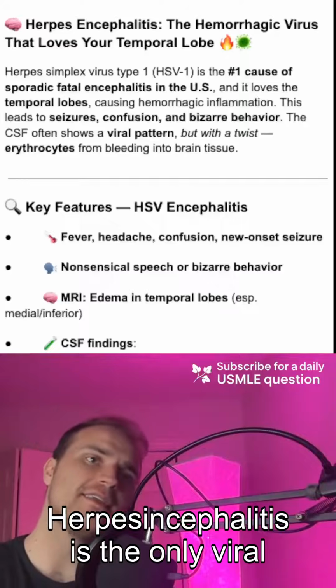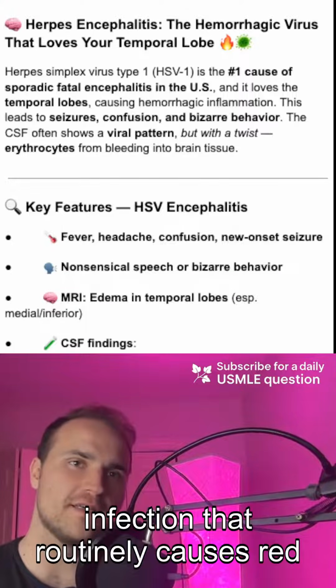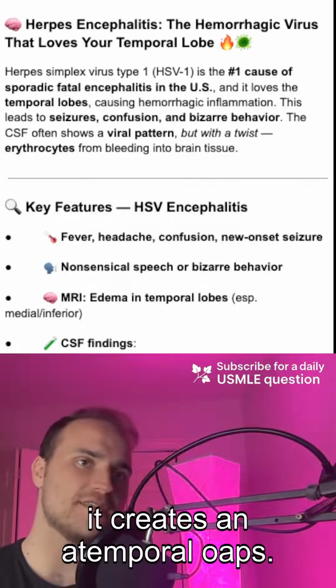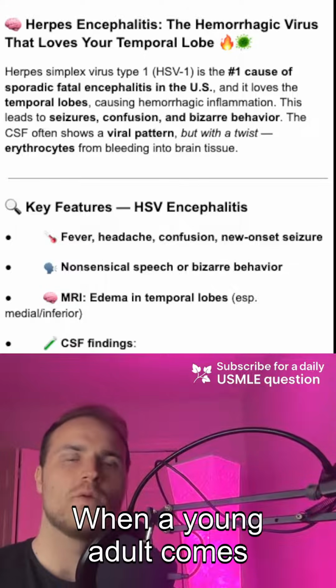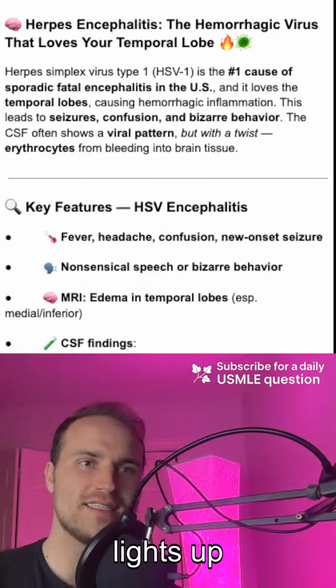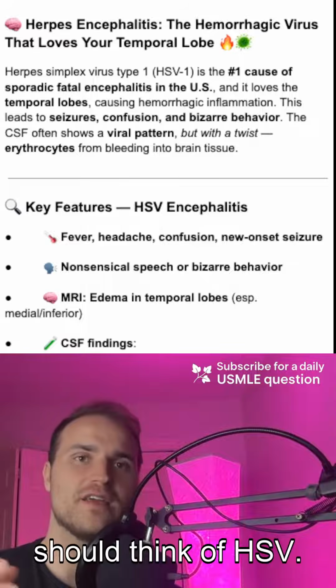Herpes encephalitis is the only viral infection that routinely causes red blood cells in the CSF, thanks to the hemorrhagic inflammation it creates in the temporal lobes. When a young adult comes in with fever, new seizures, and confusion, and their MRI lights up in the temporal lobe, you should think of HSV.